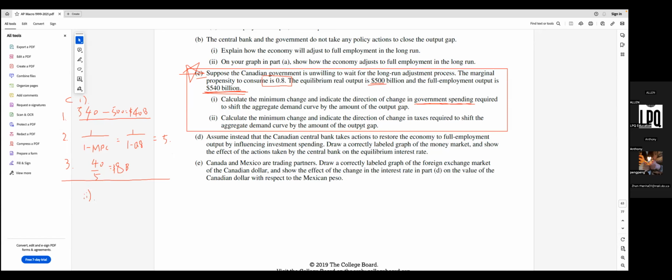Case number two, if you lower the tax, cut down the tax, this time we need to calculate another multiplier. You cannot use the 5 here. You need to calculate another multiplier, called the tax multiplier. Based on the lecture notes, the formula is MPC divided by MPS. If the MPC is 0.8, then the MPS is 1 minus 0.8, which is 0.2. So it is 4 times larger.